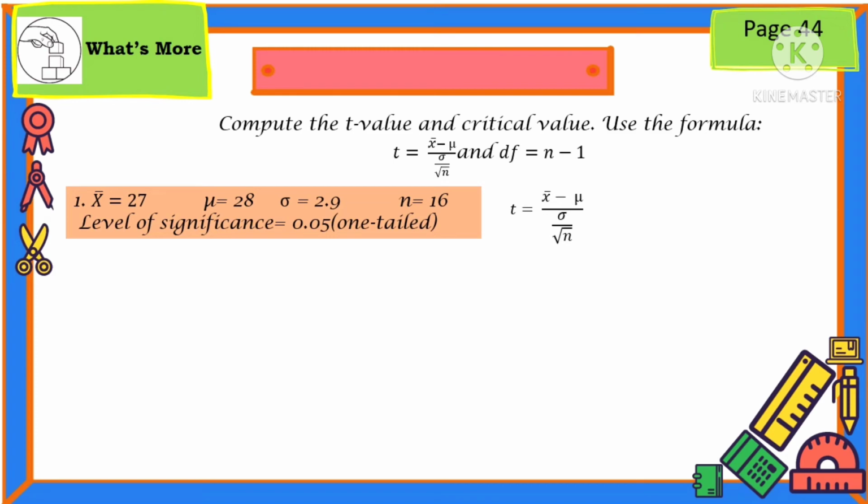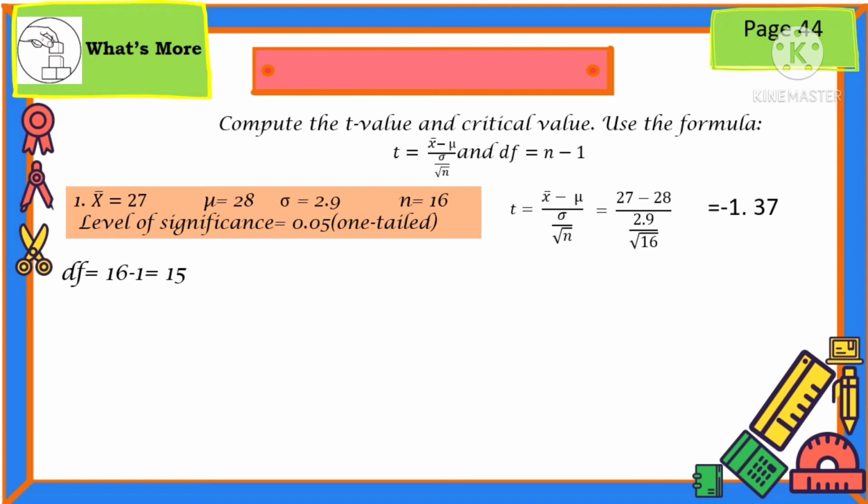So we now have the formula. T equals the sample mean minus the population mean over the standard deviation divided by the square root of the sample size. That is 27 minus 28 over 2.9 divided by the square root of 16. So we perform the operations, and the final answer would be negative 1.37. And for the degrees of freedom, we have 16 minus 1 equals 15.